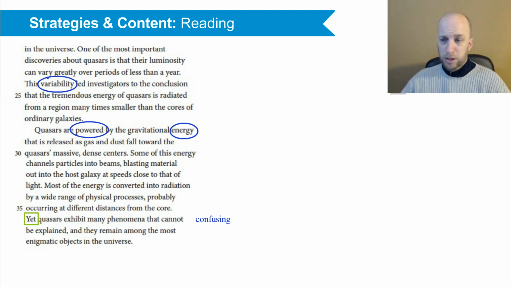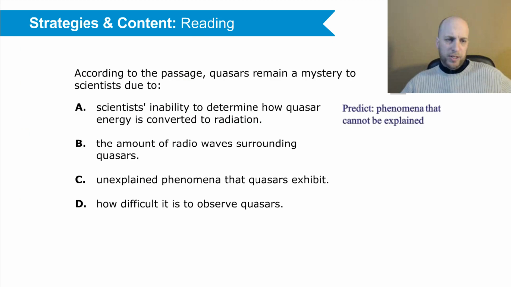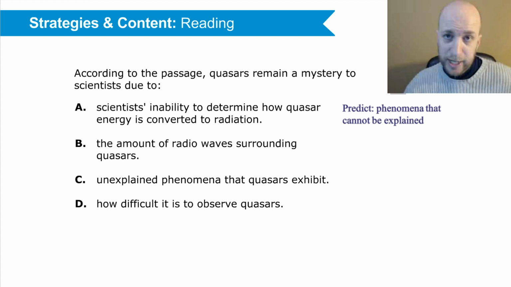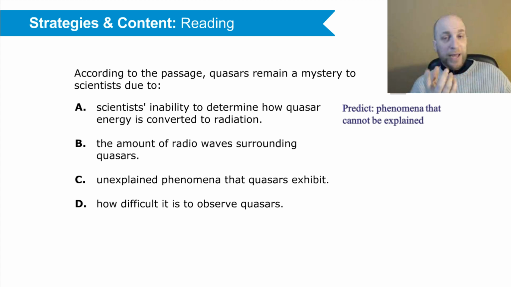Okay, cool. So let's do a little bit of recap. What did we do here? We said, all right, this science passage is pretty confusing. We put it in simpler terms for ourselves. We said, why is this quasar important? What does it do? What does each paragraph talk about? We're ready to go. All right, let's take a look at our first question here. Question number 1 says, according to the passage, quasars remain a mystery to scientists due to. Now, we've got a detailed question.